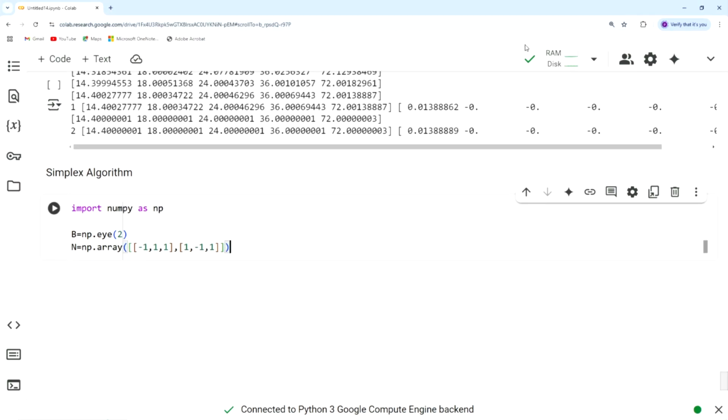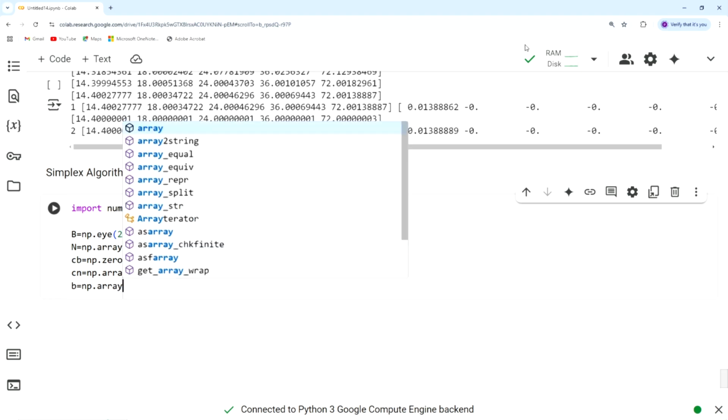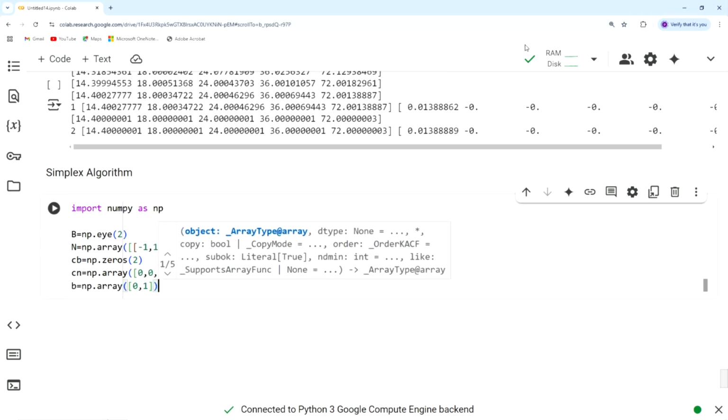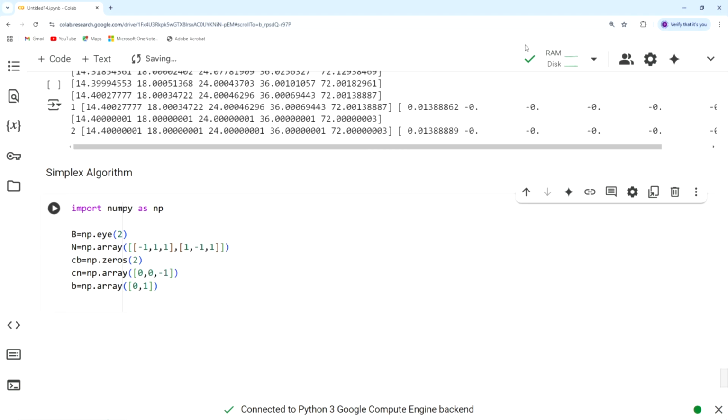So, that is N, okay, and CB was zeros, Cn was 0 0 minus 1, and little b is 0 and 1, right, and we will also initialize k, which I will call iter here. Okay. So, this is the 0th iteration.